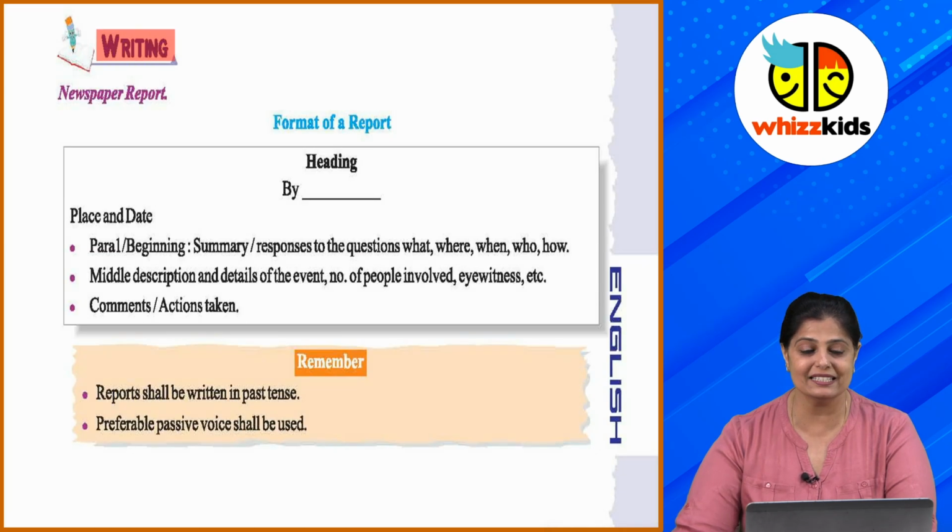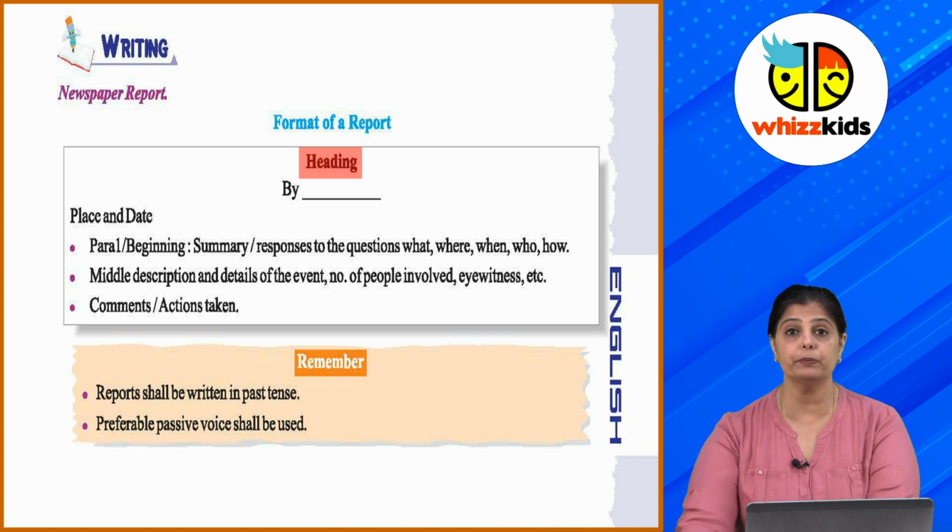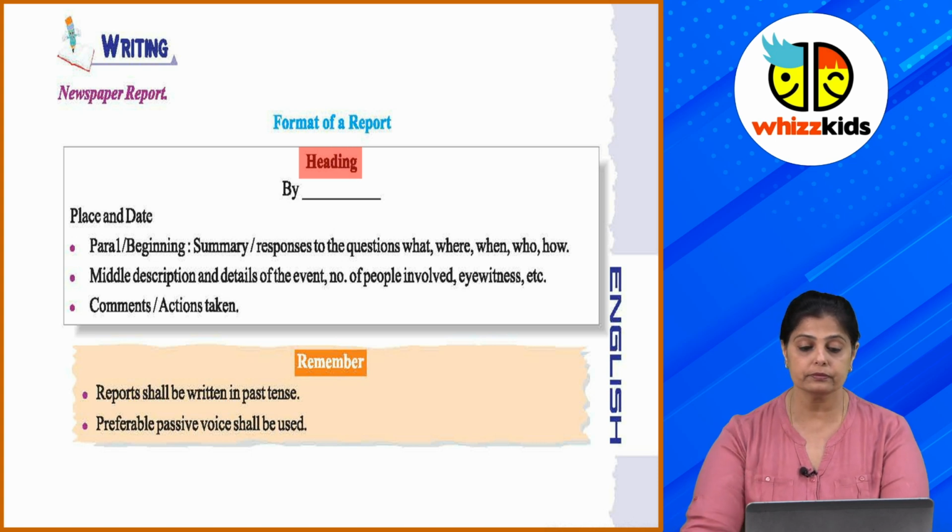Now, writing skills. Newspaper report. आप देखते हैं newspaper report कैसे लिखते हैं. There's a format that you have to follow. First is the heading and then you have to write your name or the name of the person who is writing this report. You mention the place and date. Okay, para 1 or beginning.